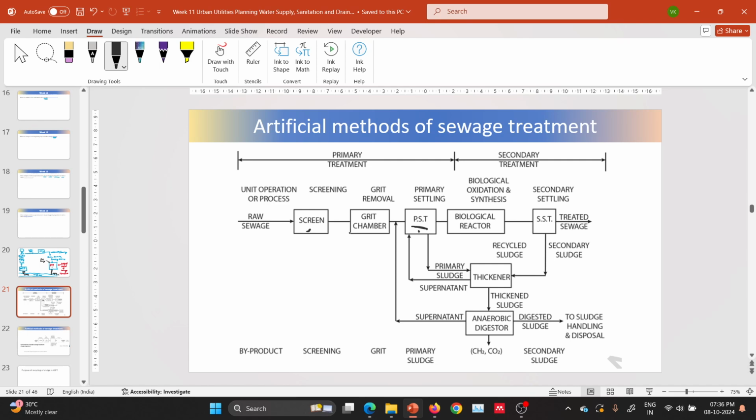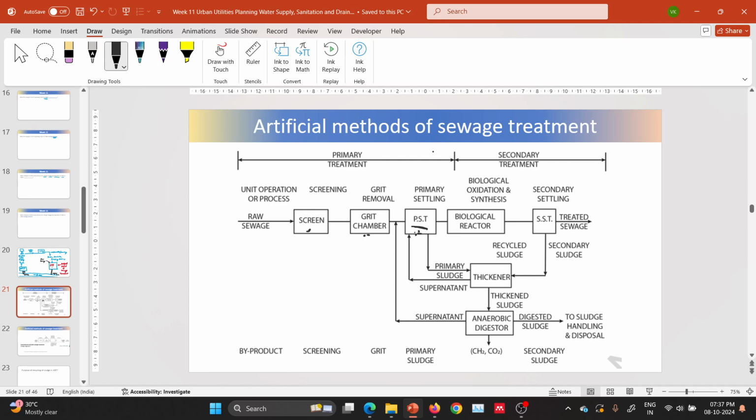See, screens will remove floating solids, the grit chamber inorganic suspended solids, and the PST organic suspended solids. It doesn't mean that the PST can't remove inorganic solids. If we remove the grit chamber, the PST can remove all the grit and sand particles. So, why are we separating it? Because the inorganic solids in the grit chamber cannot be degraded biologically, whereas we want the other solids to further degrade biologically. That's why we are providing a separate grit chamber and primary settling tank.